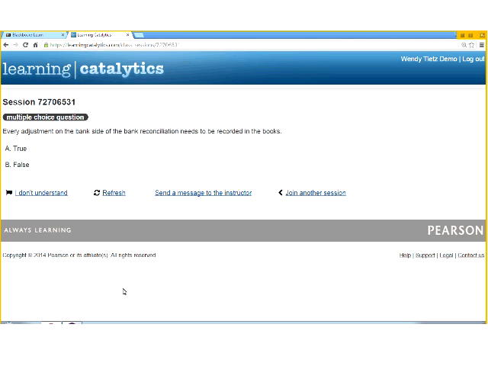Okay, question in Learning Catalytics. Every adjustment on the bank side of the bank reconciliation needs to be recorded on the books. True or false? You have 5 seconds to get your answer in. What that's saying is, do you need to write a journal entry for every adjustment on the bank side? 2 seconds.